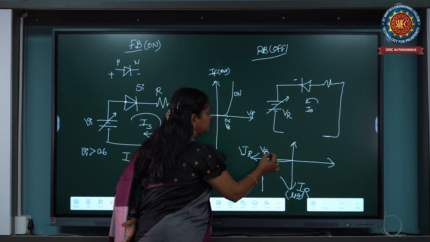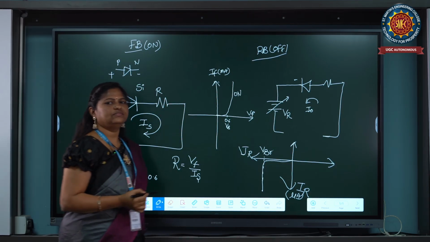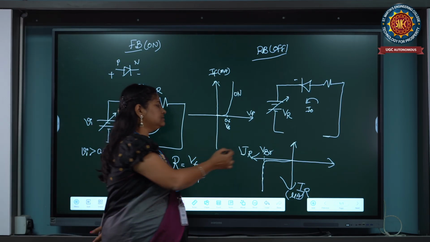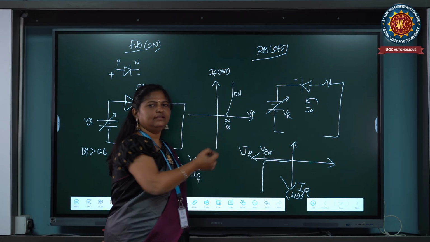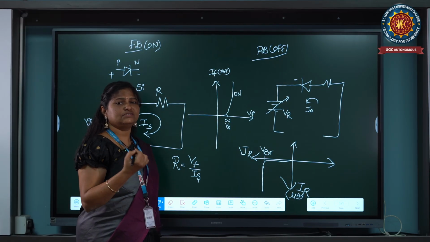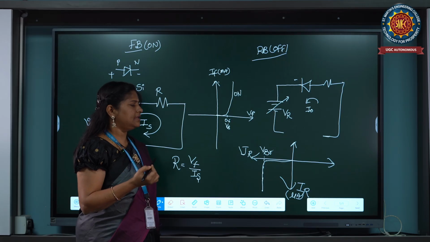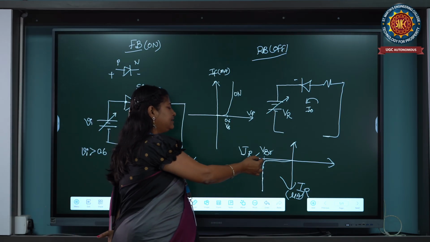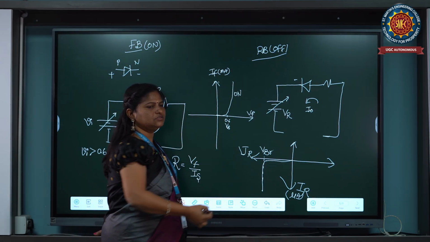The breakdown occurs due to the collision of the atoms. While we are increasing the reverse voltage, the covalent bonds collide, which generates more charge carriers, and that gives a sudden rise in the current in the reverse bias region.